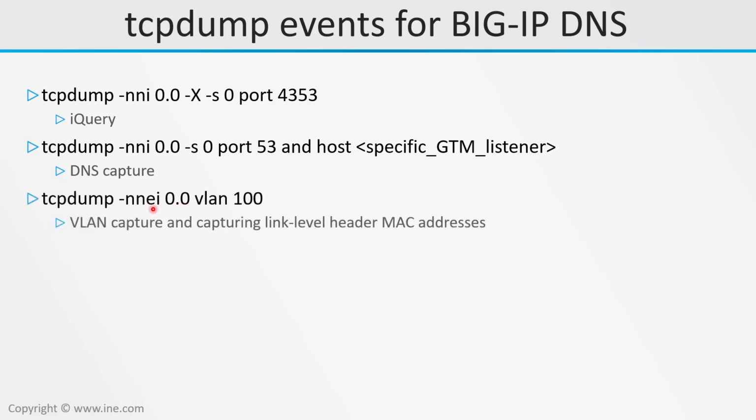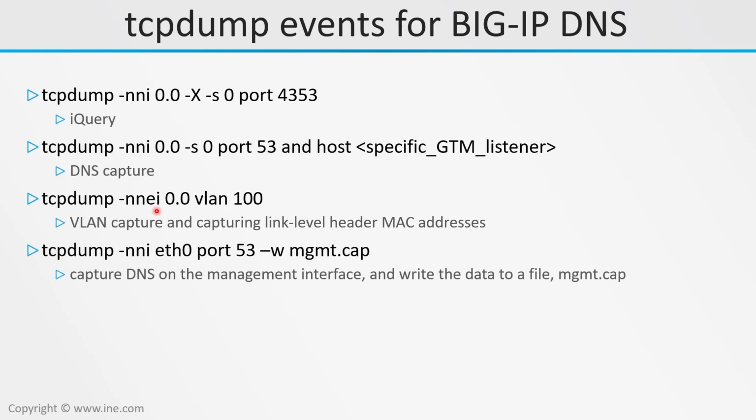All right, next is the tcpdump -nnei. The e captures link level headers, which includes MAC addresses. So you can use that if you're troubleshooting more of a link issue or an ARP layer 2 type issue. And then it'll only display packets that are for VLAN 100. Okay, this next capture identifies eth0, which is an alias for the management interface.